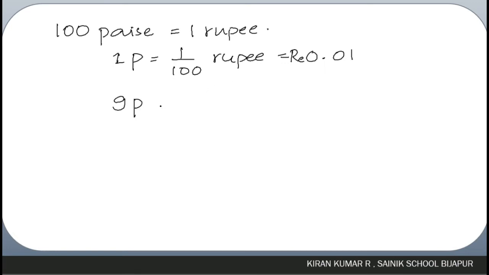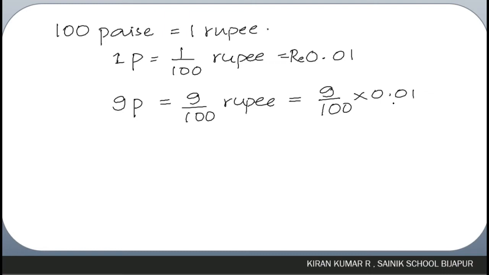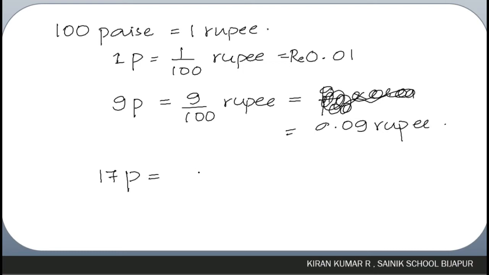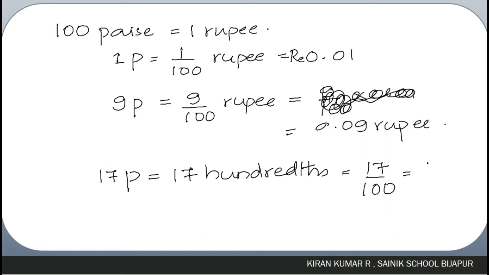Suppose there is 9 paise, this will be equal to 9 by 100 rupees. This will be equal to 0.09 rupee. If you are having 17 paise, this will be equal to 17 hundredths, the same as 17 by 100, which will be rupee 0.17. This is how we convert paise in terms of rupee.